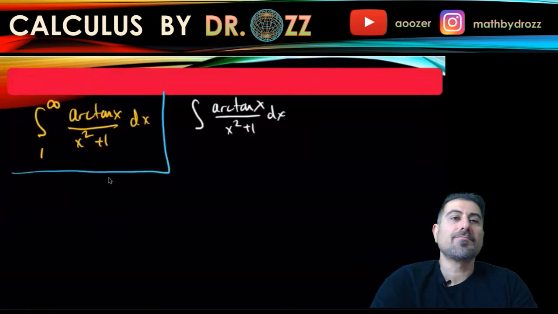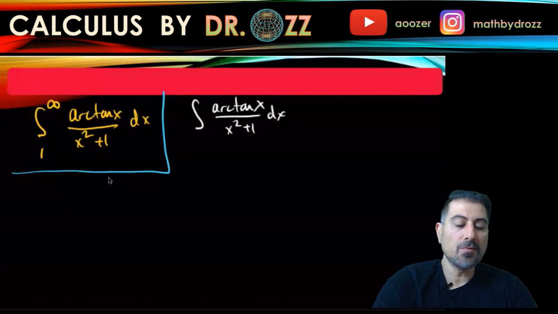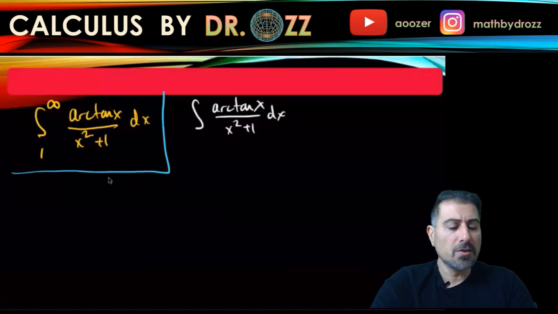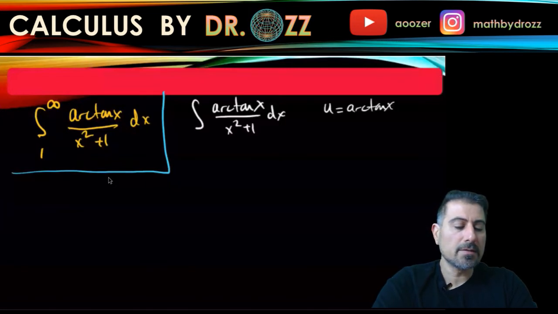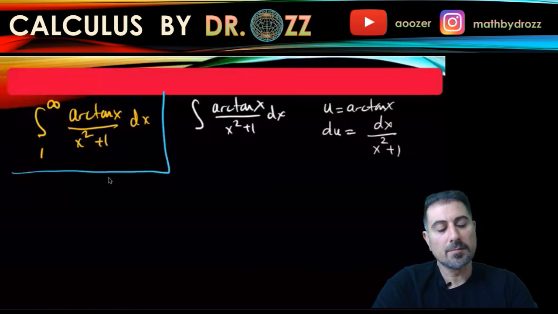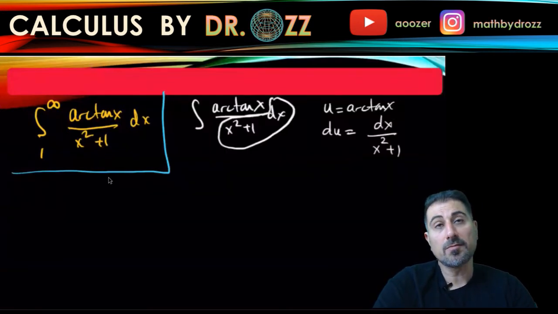All right. As always, I convert this improper form into the indefinite form because first we have to integrate this, and we can worry about the limits at the end. So I'm going to use the u substitution here. u equals arctan x, so that du is the derivative of arctan, which is 1 over x squared plus 1. So du is dx over x squared plus 1. And that's awesome because dx over x squared plus 1 is part of the integrand here.